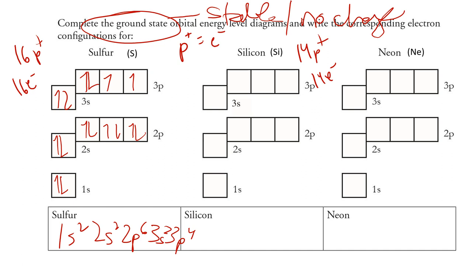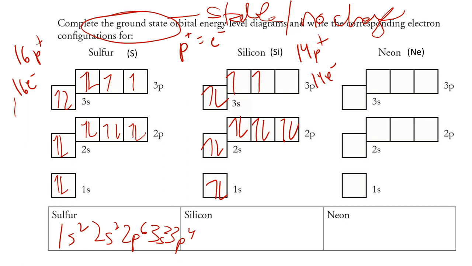So same thing, start from the bottom. 1, 2. Oops. So 14. So 2, 3, 4, 5, 6, 7, 8, 9, 10, 11, 12, 13. 2, 4, 6, 8, 10, 12, 14. What was it? I was miscounting.